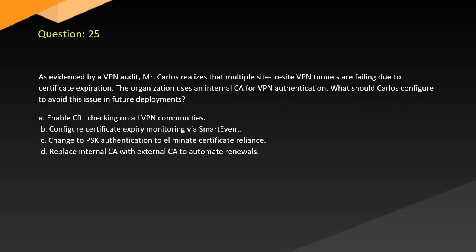Question 25. As evidenced by an audit, Carlos realizes that multiple site-to-site VPN tunnels are failing due to certificate expiration. The organization uses an internal CA for VPN authentication. What should Carlos configure to avoid this issue in future deployments? A. CRL checking on all VPN communities. B. Configure certificate expiry monitoring via SmartEvent. C. Change to PSK authentication to eliminate certificate reliance. D. Replace internal CA with external CA to automate renewals.